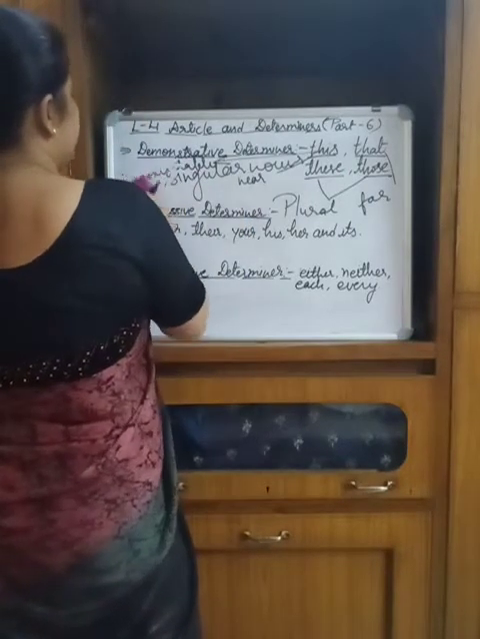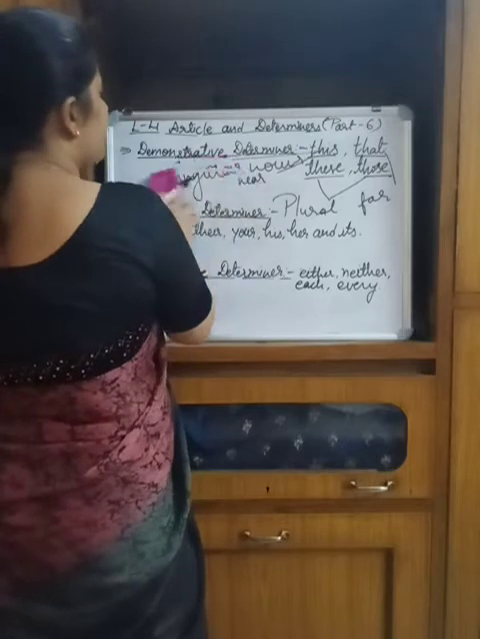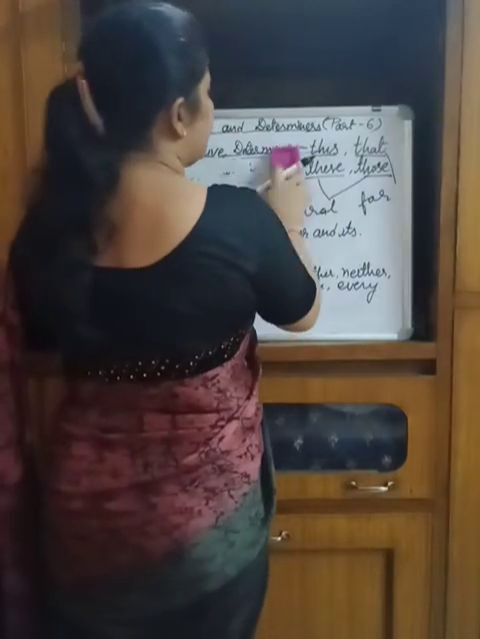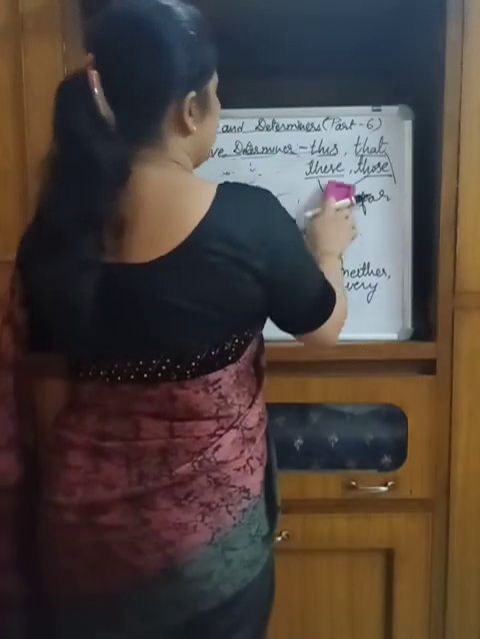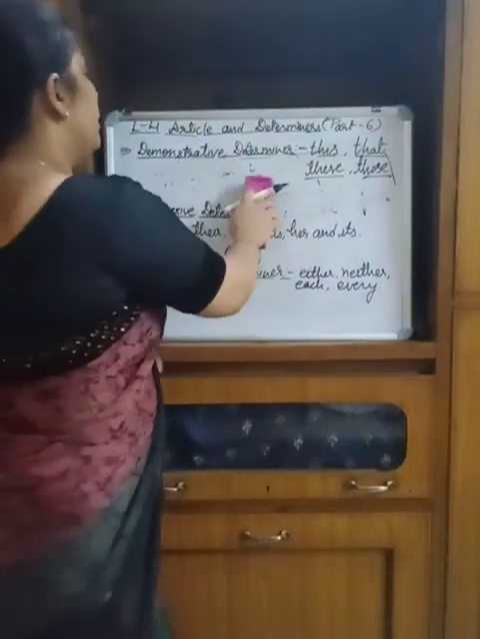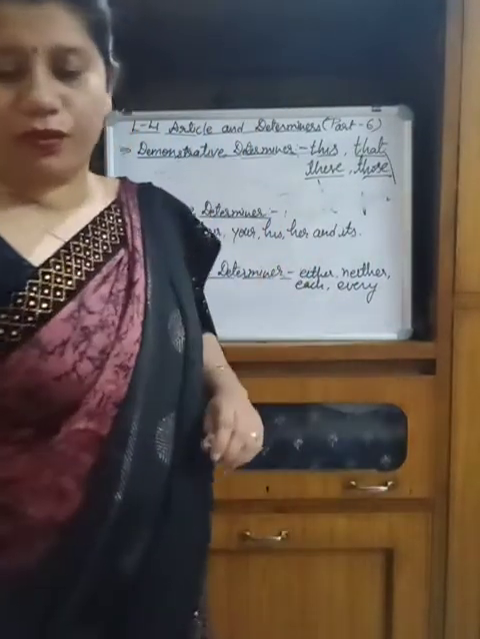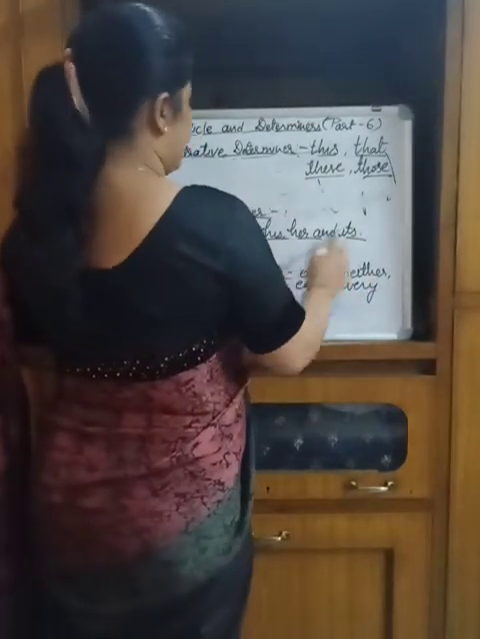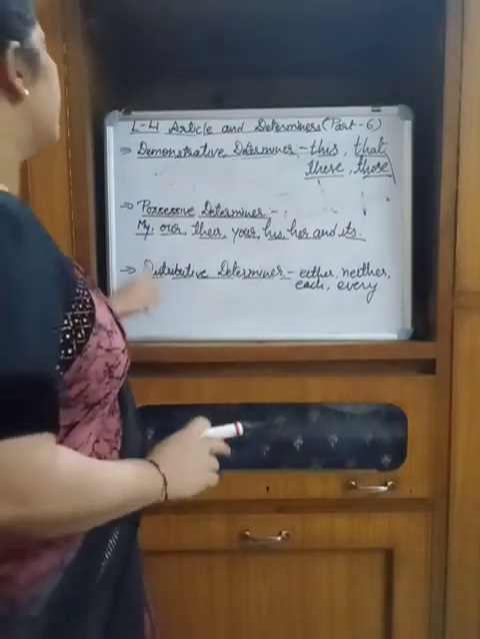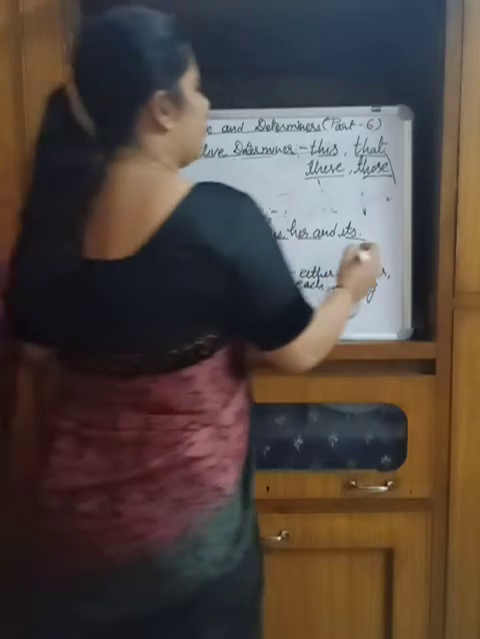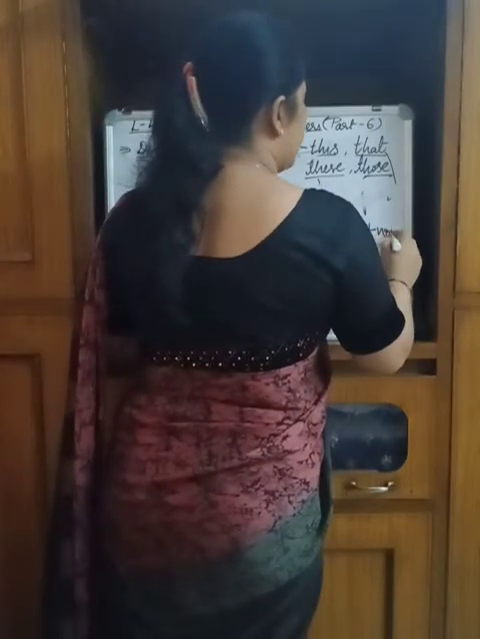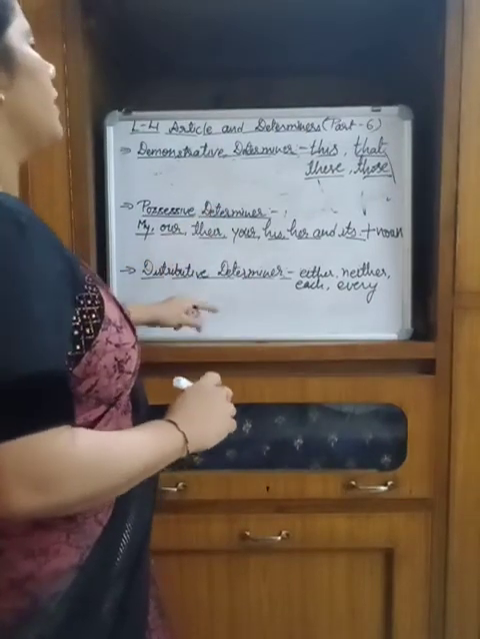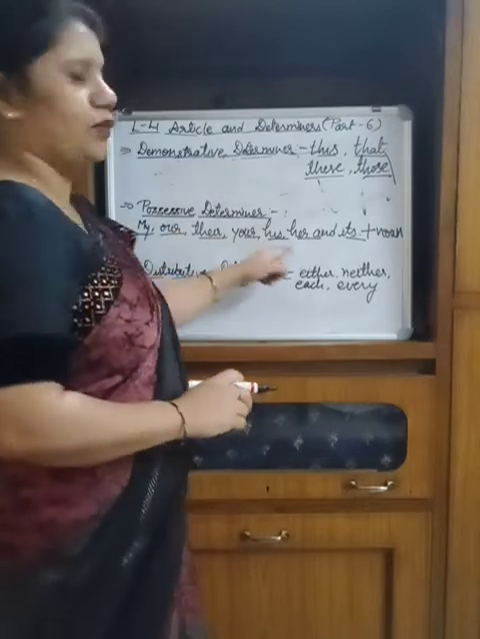Now next is the possessive determiner. What do we mean by possessive? Possessive means that when we have a possession, in Hindi it is adhikar. When we have a possession, then we can explain it with the help of the possessive determiner. To explain it in a sentence, we use words like my, our, their, your, his, her, and its. For showing possession, remember one thing: these words do not come alone, they come in a sentence with the noun.